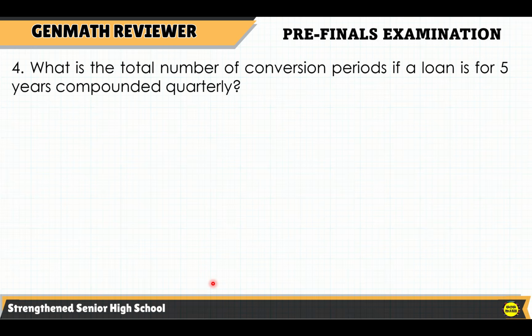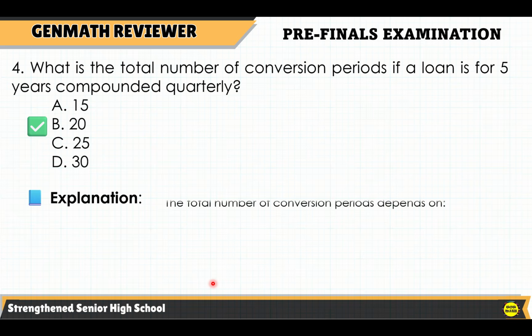Number 4, what is the total number of conversion periods if a loan is for 5 years compounded quarterly? O, ang dali naman sagutan, no? 5 years tapos compounded quarterly. So, ilan? Ilan yung total number of conversion periods? Letter B, correct, 20. So, why?